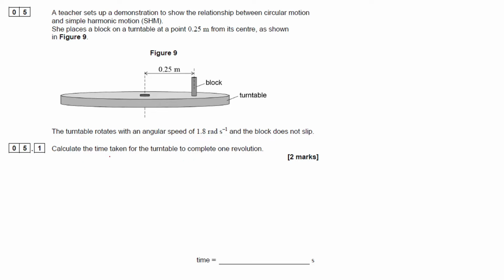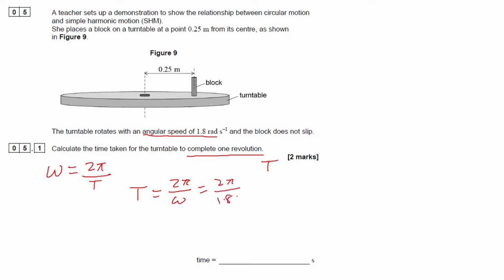First question is asking us to calculate the time for the turntable to complete one revolution. So we've been given the angular speed. In your formula sheet, we have omega, which is the angular speed, is equal to 2 pi over T, and we're asked to calculate the time taken for one complete revolution, which is just the time period. Okay, so rearranging this equation, T equals 2 pi over omega, 2 pi over 1.8, and you get 3.5 seconds.